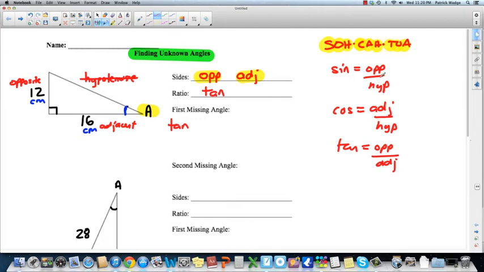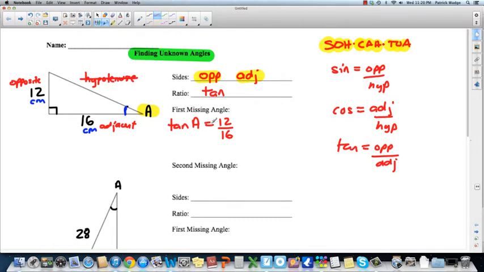They're just comparisons of the opposite length divided by the hypotenuse, the adjacent length divided by the hypotenuse, the opposite divided by adjacent. In this case, we have the length of the opposite and the length of the adjacent, so we can figure out the tan ratio. The tan ratio is just opposite divided by adjacent. So tan of angle A is equal to opposite, which is 12, you must write them in the right order, 12, over adjacent, which is 16.